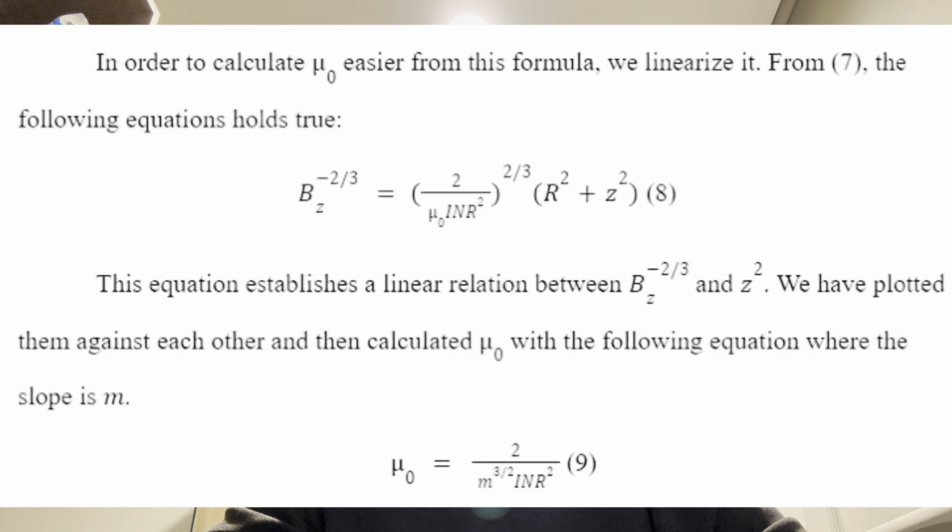Additionally, in order to calculate the vacuum permeability constant more easily, we will linearize this formula. This gives us a linear relation between the magnetic field to the power of negative 2/3 and the square of the distance. By plotting this, we can calculate our constant from the slope of the best fit line.